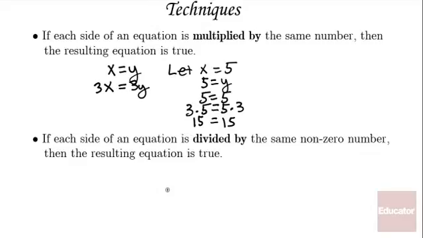Division is slightly different. If each side of an equation is divided by the same non-zero number, then the resulting equation is true. Well, it's the same general principle that if I have an equation, x equals y, and I divide both sides by the same thing, the equation still holds up. The only caveat is that it has to be by a non-zero number. As you know from earlier math, you're not allowed to divide by 0. So other than that, it's the same idea as the multiplication principle.